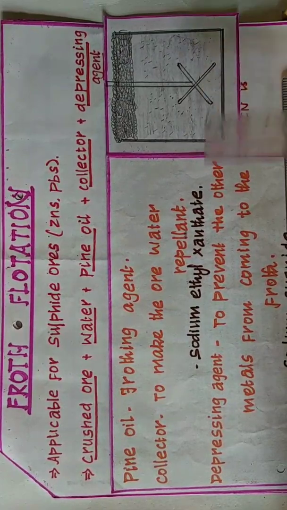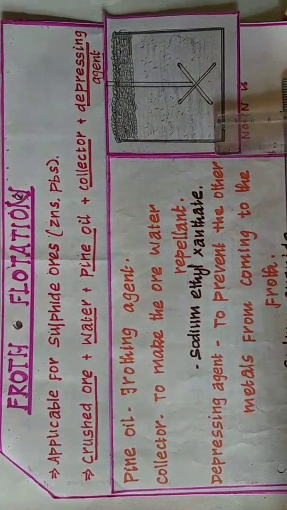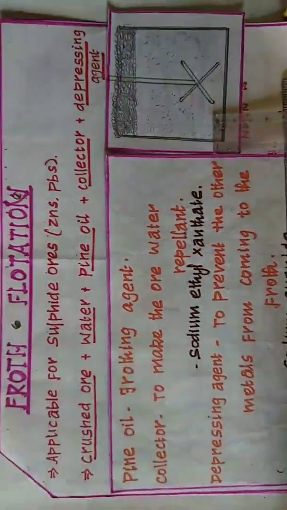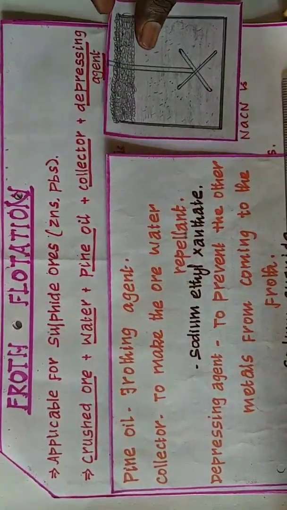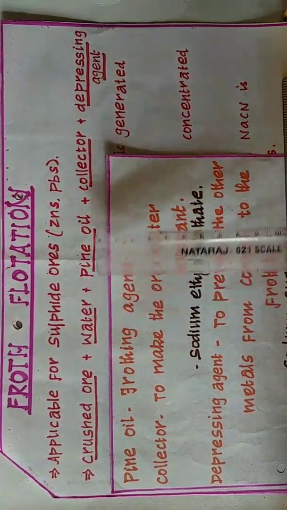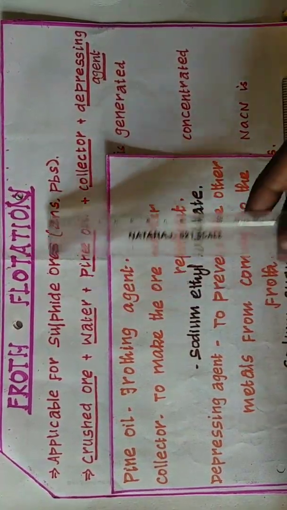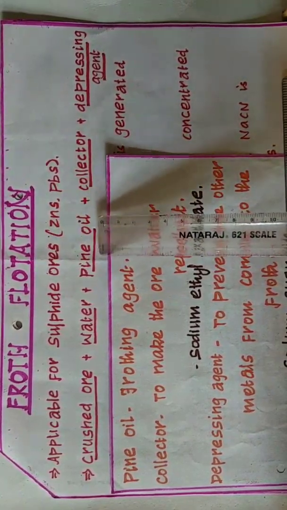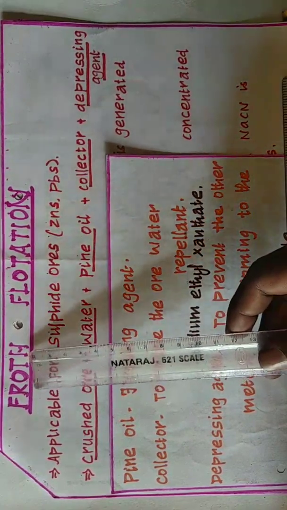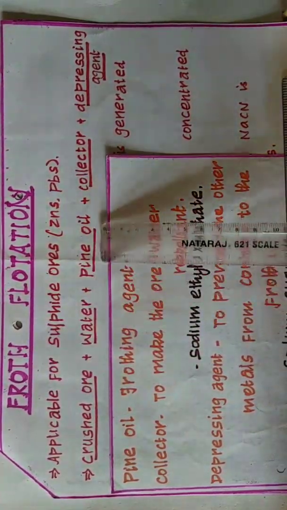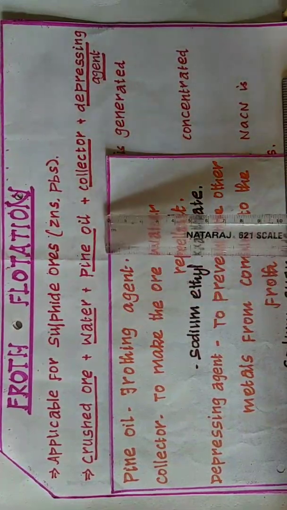So what is given here? Crushed ore. Crushed ore means the powdered form of the ore. The crushed ore is taken, and along with it, water is mixed. Then pine oil. This pine oil is called the frothing agent. Because of the addition of this pine oil, froth is generated. So two different things we are adding: water and pine oil.